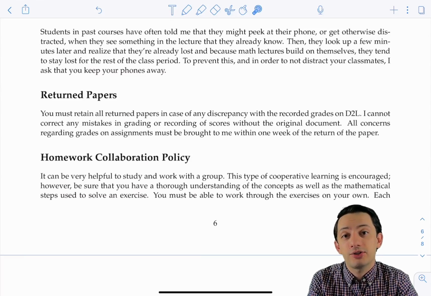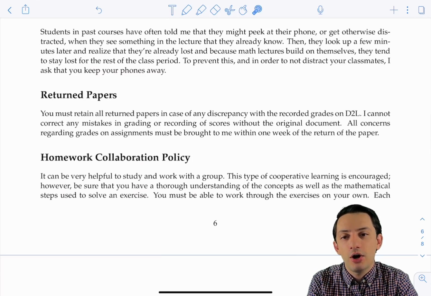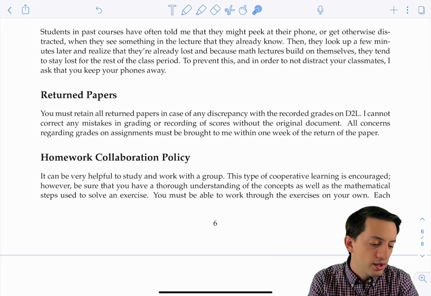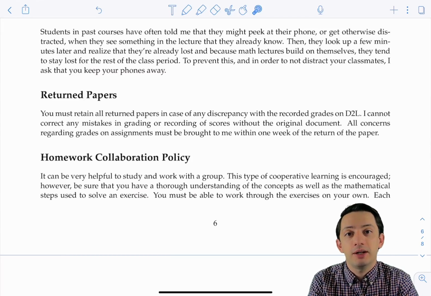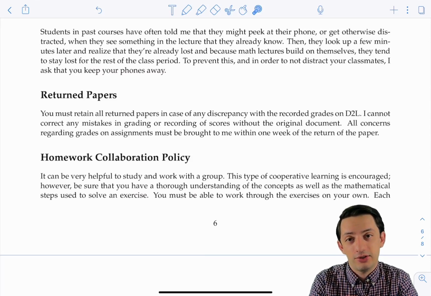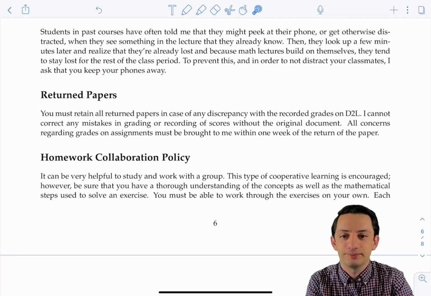But I've talked to a lot of students who tell me that they might see me or the TA saying something they know, like, okay, I know what the slope of a line is. So you look at your phone and you get distracted, and then you tune back in a minute later and you realize, whoa, he's doing something I haven't seen before, and you're kind of lost. So it's really tempting, but try to resist the urge to get distracted, especially in your discussion sections.